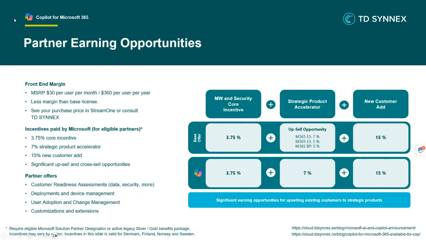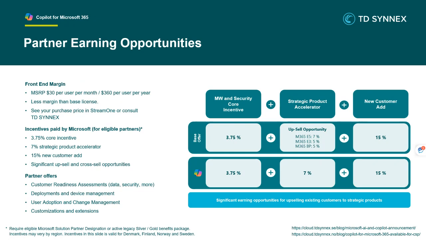So if you look at your earning opportunities as a partner, the percentages we see here are incentives, what you can actually earn. Looking at the base offer, the eligible SKUs you have on Modern Work and Security core incentives is 3.75%. And also with Copilot, you will have an extra 3.75%.